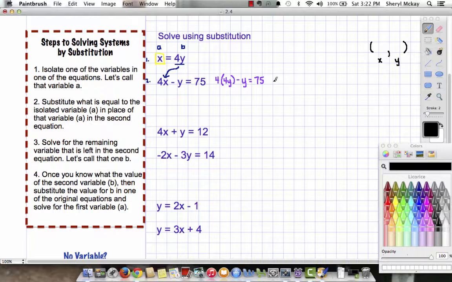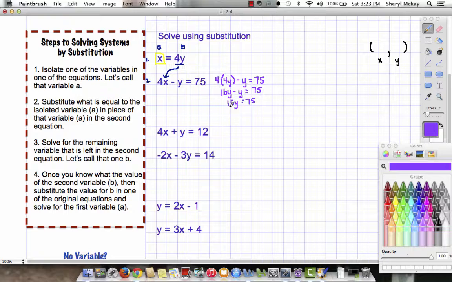And now all we have to do is solve for y, because we only have y's. So let's figure out what y is. 4 times 4y is 16y minus y equals 75. 16y minus y, all I have to do is combine like terms and I get 15y. Notice I didn't have to do any moving across an equal sign because it was all on one side. 15y equals 75.